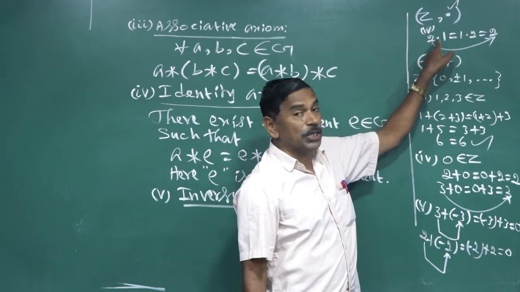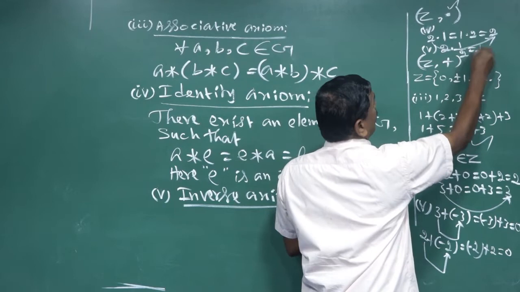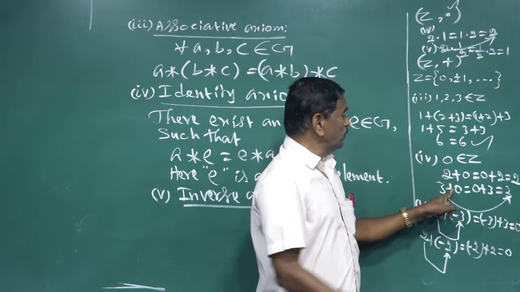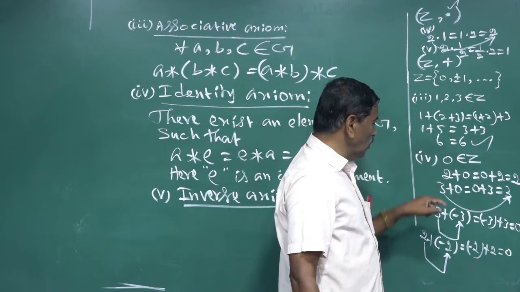Likewise, for multiplication we can verify the inverse axiom. Inverse axiom means 2 into 1 by 2 is equal to 1 by 2 into 2 is equal to 1. Therefore, the multiplicative inverse of 2 is 1 by 2. Likewise, the additive identity is 0, and the additive inverse of 3 is minus 3.